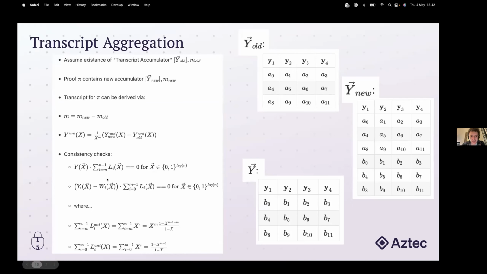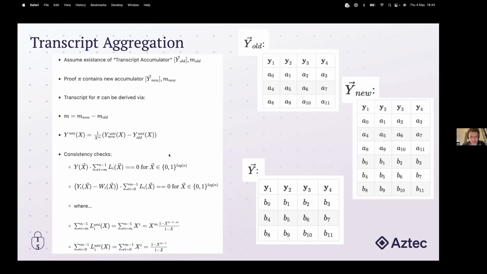And then you can just do some simple consistency checks. So you basically derive this transcript polynomial by taking the difference between the new and the old transcripts, and then just downshifting by x to the m. And then you do some consistency checks where you just check that for this output polynomial, for all of the degrees that are higher than m, there's no data, that everything is 0.